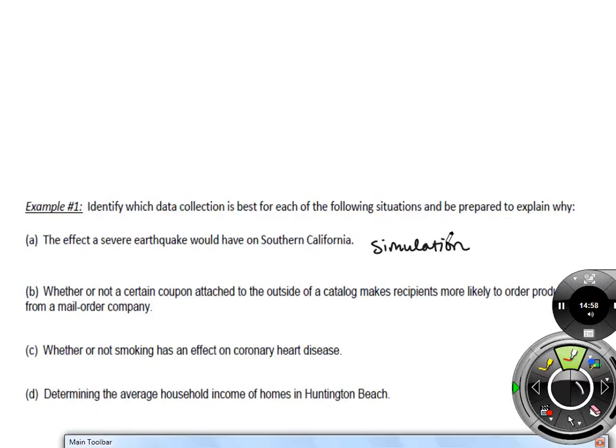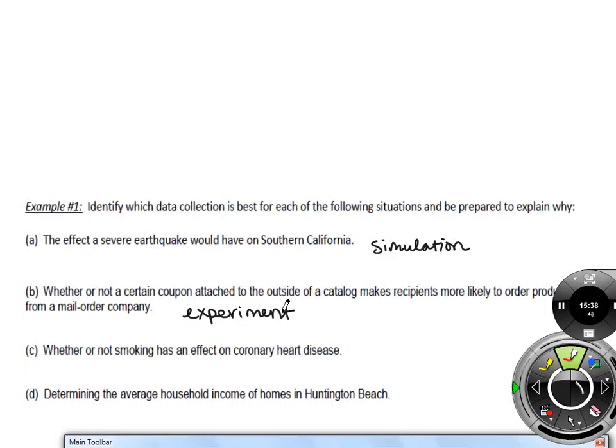All right, whether or not a certain coupon attached to the outside of a catalog makes recipients more likely to order products from a mail order company. Okay, so an experiment. All right, so you would actually put some on the outside of the catalog, but you'd have a control group where they're not on the outside of the catalog, right? Where they're on the inside or something like that, and see if there's more people using the ones from the outside than there are from the inside. Okay, so we could conduct some sort of experiment, because we could control that, and we could tag it some way that we knew it was from the outside, and we could test the results of that.